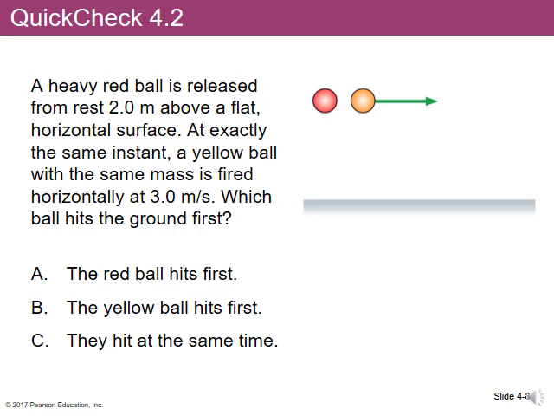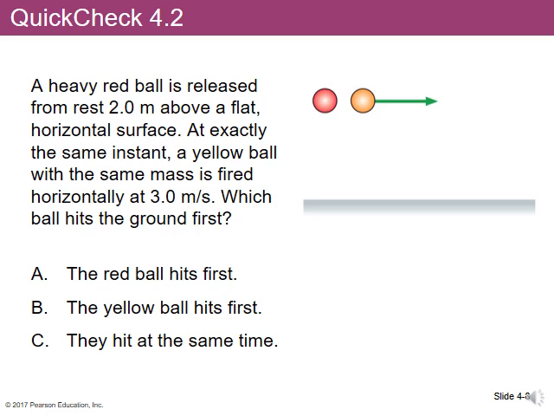Let's look at a few questions here, just thinking about projectile motion and reasoning through some problems before we do an entire problem with some math. So let's look at a simple situation here. It says a heavy red ball is released from rest 2 meters above a flat horizontal surface. At exactly the same instant, a yellow ball with the same mass is fired horizontally at 3 meters per second. Which ball hits the ground first?